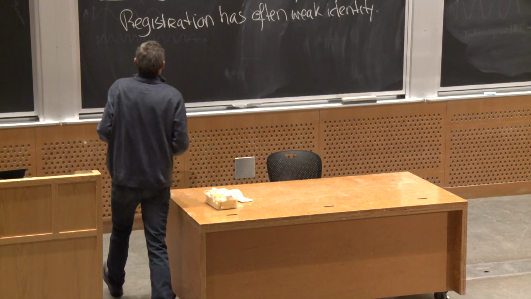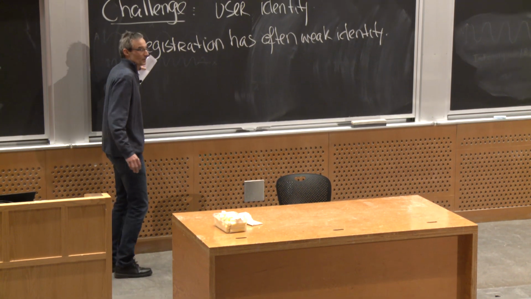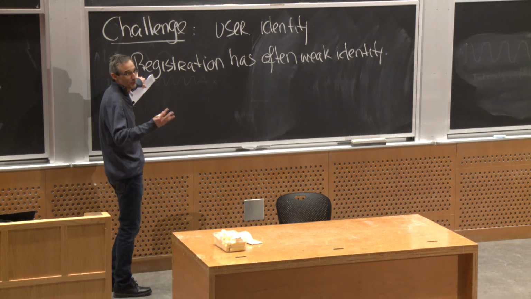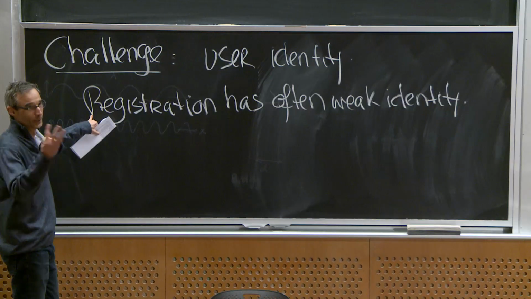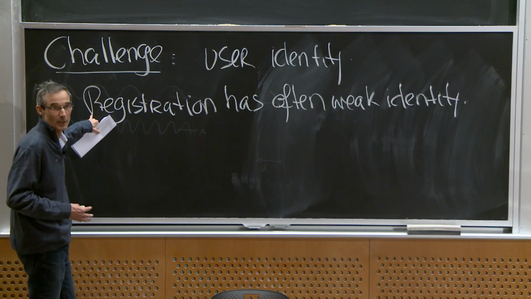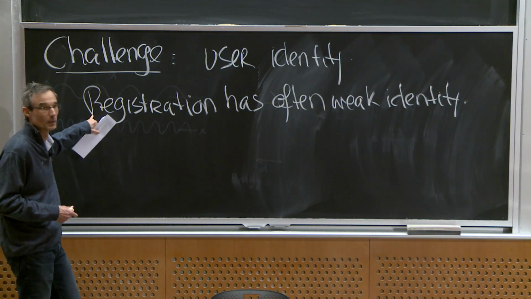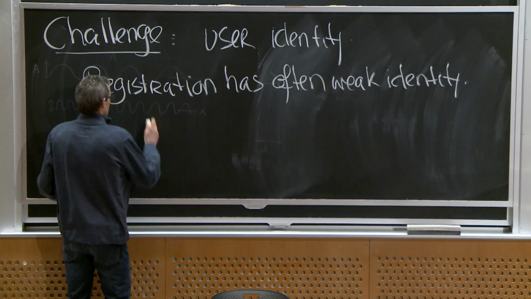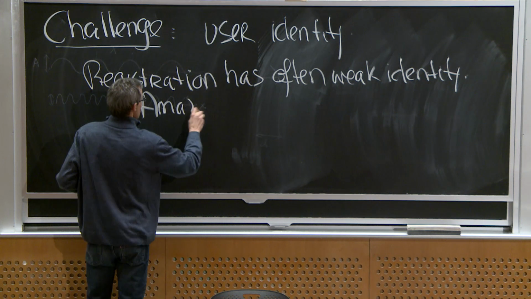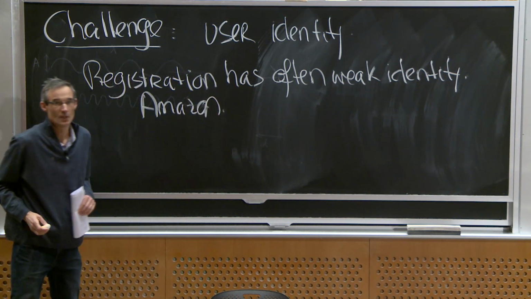This is often the case, particularly with websites, where it's first come, first serve. You create the account, and really the website has very little notion of who you are. For example, Amazon. So how could you do better?